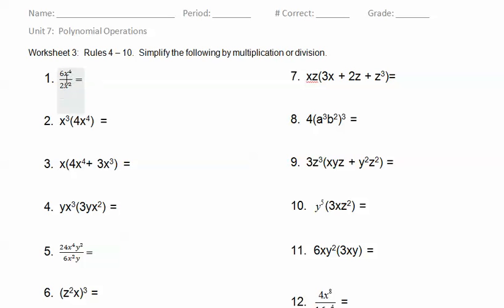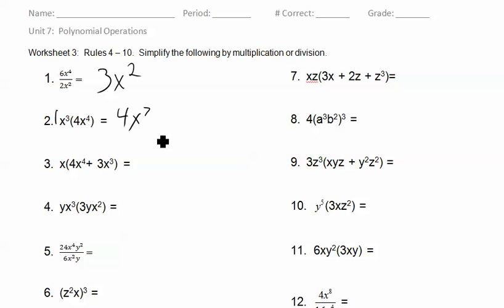Alright, so having reminded you of those rules, let's take a look at this worksheet. So on the first one, we have a division problem. So we do 6 divided by 2 is 3. And then we have x to the 4 divided by x squared, so that's going to be x. And we subtract 4 minus 2 is 2. Alright, so here's a multiplication one. This is just x to the third times 4x to the fourth. So the coefficient, again, if there's not a coefficient, it's 1. So 1 times 4 is 4. And then x to the 3 plus 4 is 7.